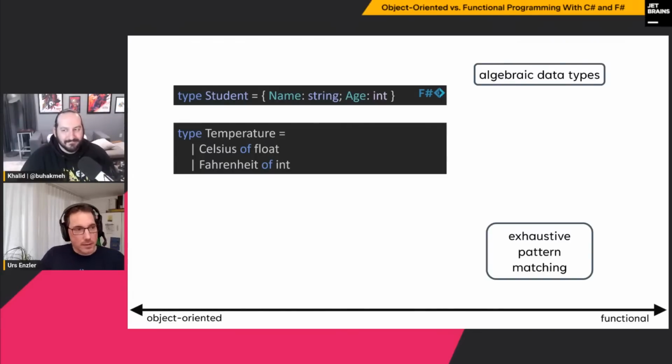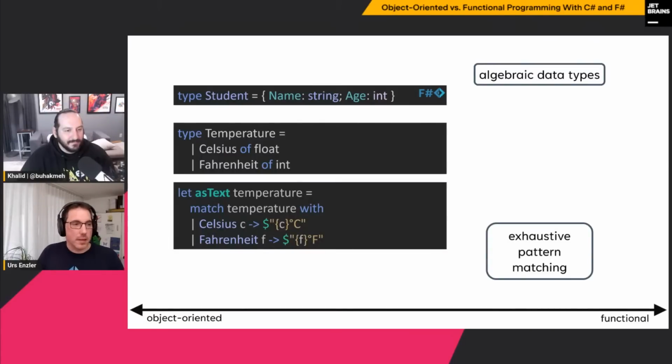And as I have said earlier, these so-called discriminated unions, these OR types, are great for exhaustive pattern matching. That's a real feature if you go towards functional programming. Yeah, that's an example of a match expression in F#. So a match on temperature, I can decompose the values if it's Celsius or Fahrenheit and write them here, convert them to a string.